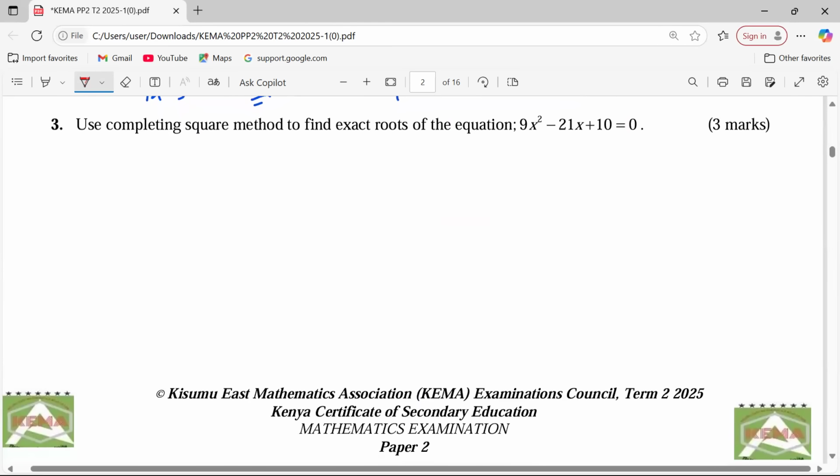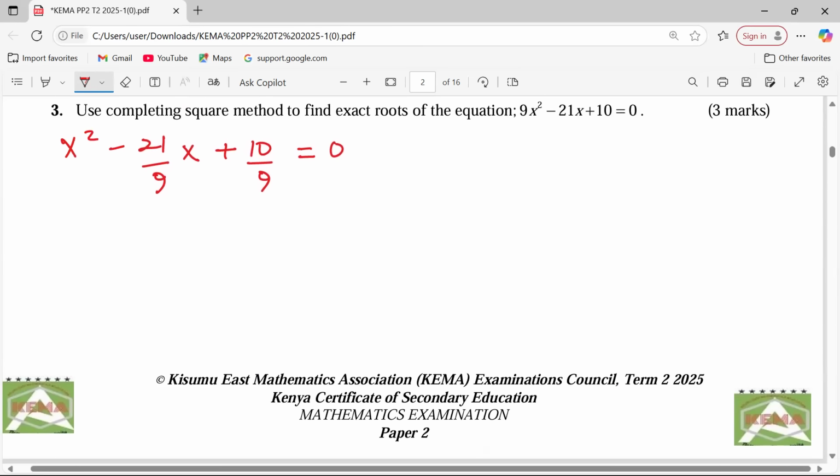Let's look at the completing square method of solving quadratic equations. The first thing that we shall do, if the coefficient of x squared is not 1, we start by making it 1. And that is because the coefficient is 9 in our given equation. We divide it through by 9. So x squared minus 21 over 9 x plus 10 out of 9 equals to 0 over 9, which is just 0.